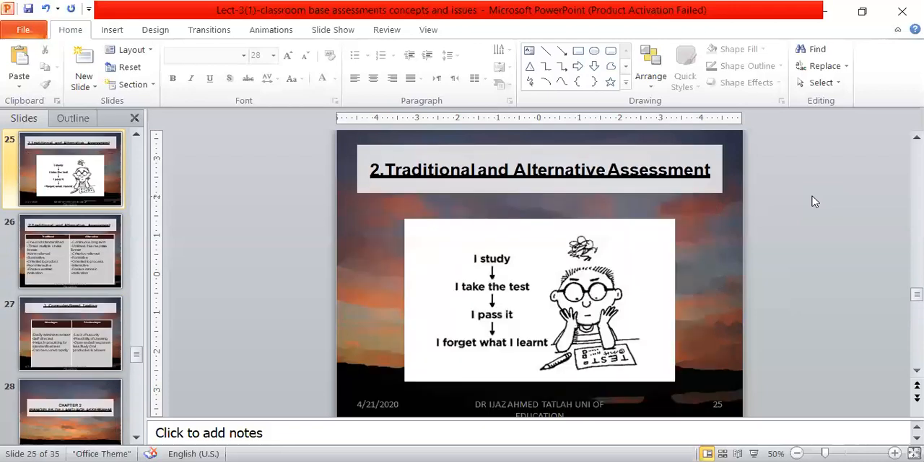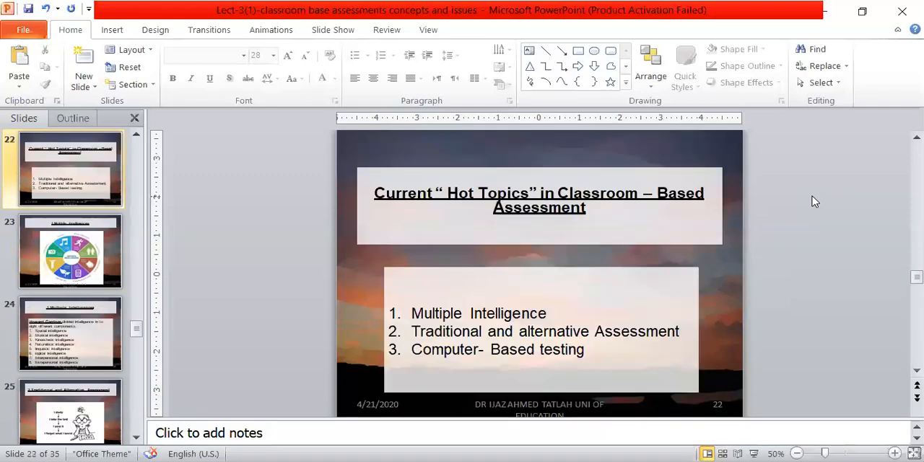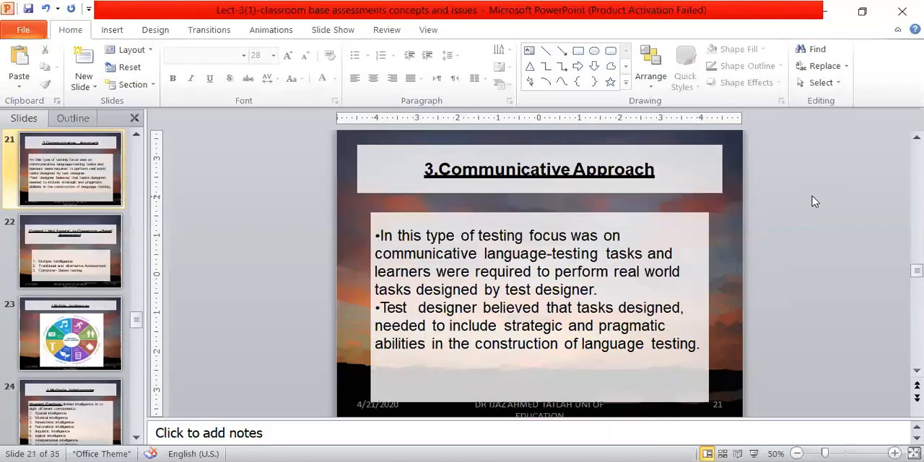So the classroom based assessment tests, the features we discussed in detail and its components, that is multiple intelligence, traditional and alternative assessments, computer based, and different approaches and philosophies on the basis of which any test can be made. I think it has made it comfortable enough for us to understand the concept of classroom based assessment.